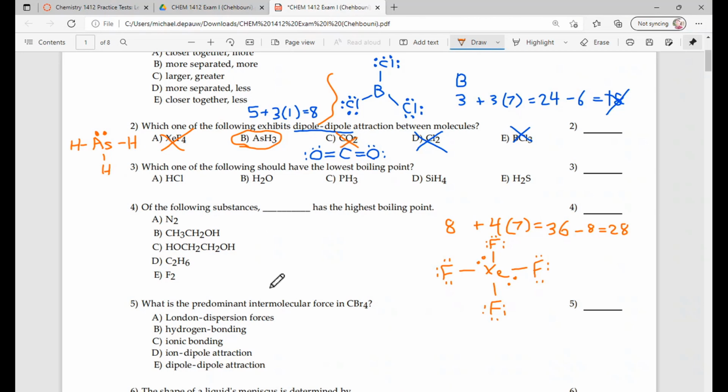So the answer is AsH3. That one's kind of a wicked one because it does really require you to kind of do your different Lewis structures and to know all those principles of intermolecular forces.